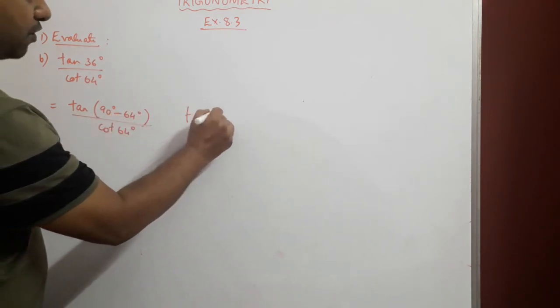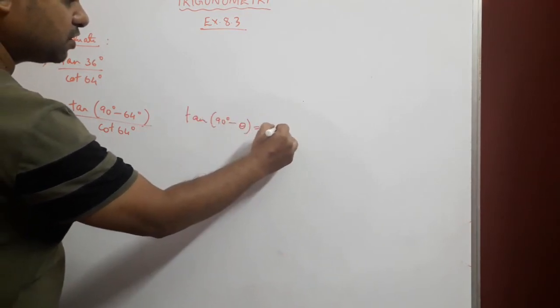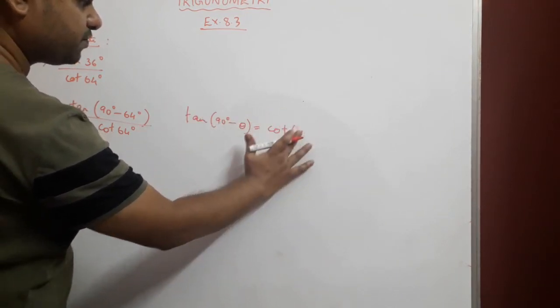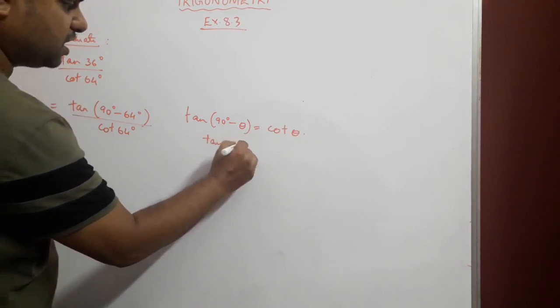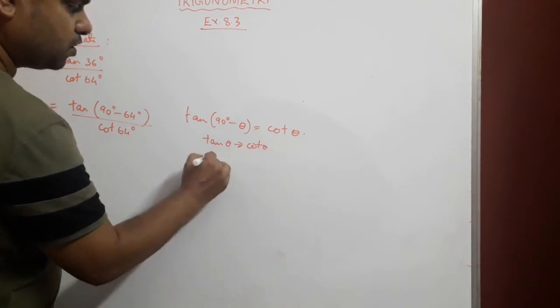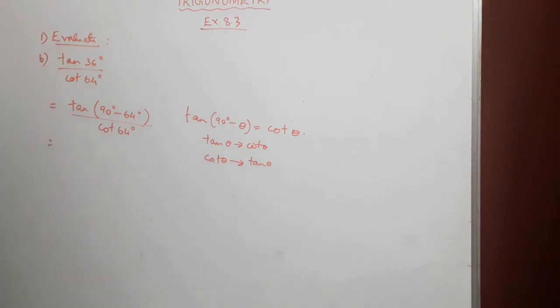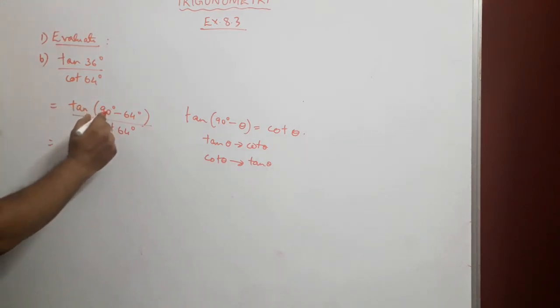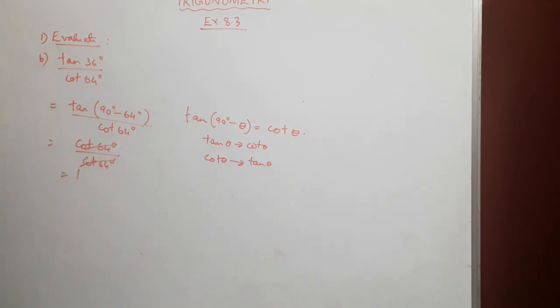So tan of 90 degrees minus theta gives us what? Opposite of that, cot theta. Similarly, cot theta gives us tan theta, in terms of complementary angle. So tan of 90 degrees minus 64 degrees can be written as cot of 64 degrees upon cot of 64 degrees. These two cancel and once again we get our answer as 1.